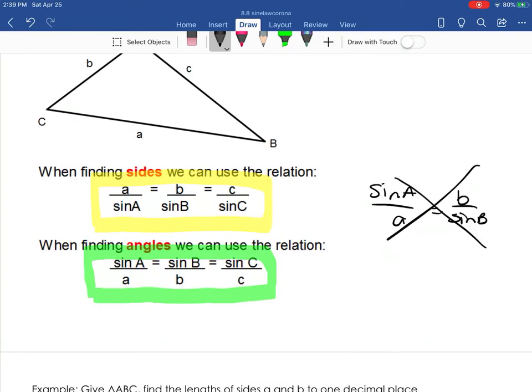So you can't mix them around. Like, you can't do things like this. Okay, you can't do that. They have to either all be sides in the top, all lowercase letters like a, b, c, or they have to be the angle form, sine A, sine B, sine C.